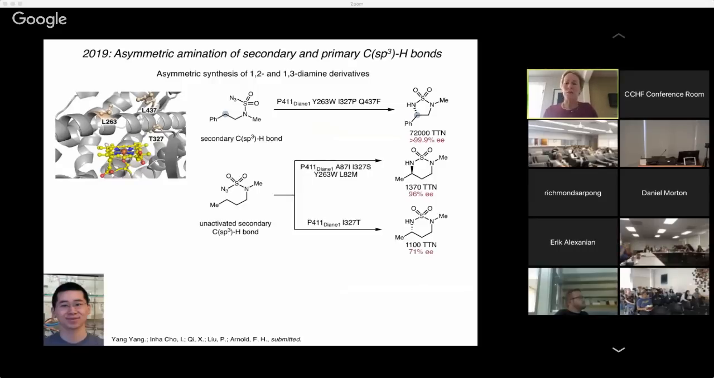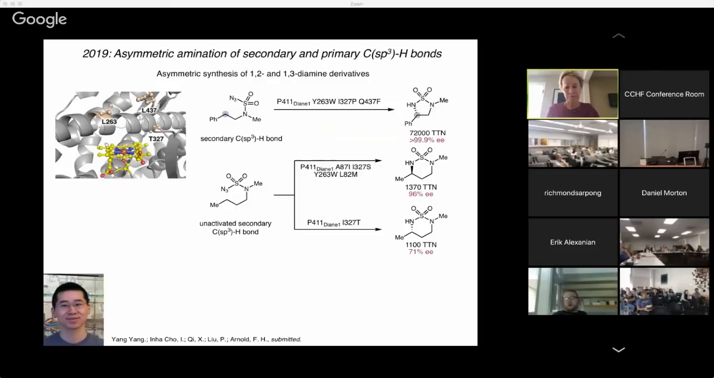So the next thing he did was evolve his diamine catalyst for unactivated secondary C-H bond amination. And he quickly generated catalysts that can make either enantiomer of the protected diamine. So here you've got one. You can make this with one catalyst, and you can just turn around and do a couple of generations. So a single mutation at position 327 gave you a catalyst that makes this. Just proof of principle to show it can be done.